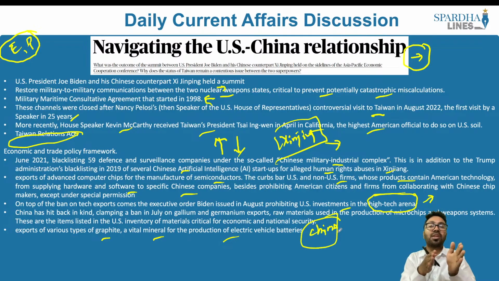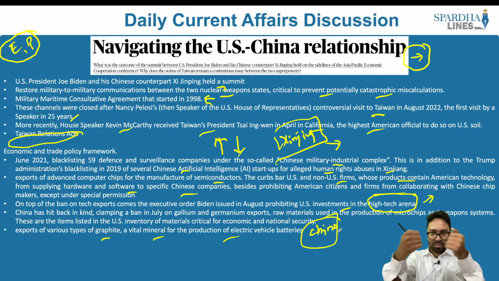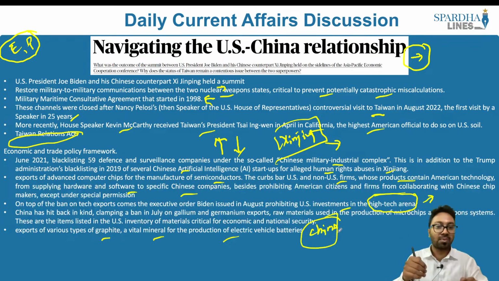So there was friction, there was animosity, there was antipathy towards each other, and ultimately this led to the economic war zone that was created between USA and China. And similarly, China has hit back in kind, clamping a ban in July on gallium and germanium exports, raw materials used in the production of microchips and weapon systems. These are the systems listed in the US inventory of materials critical for economic and national security.